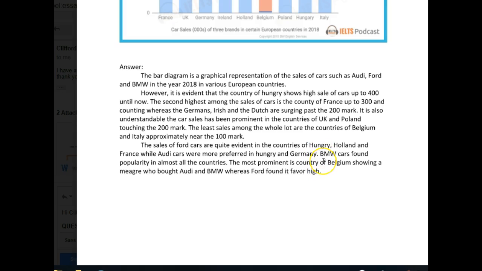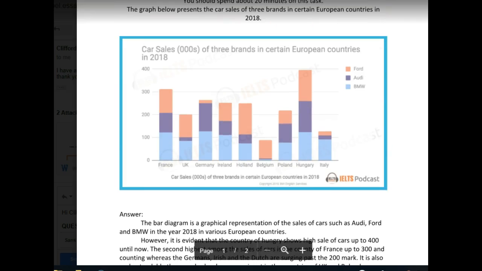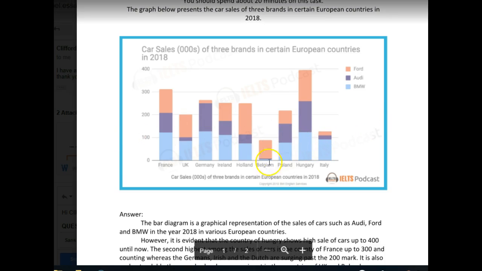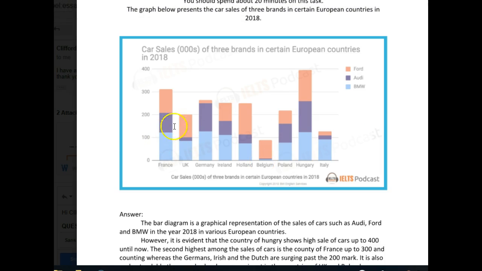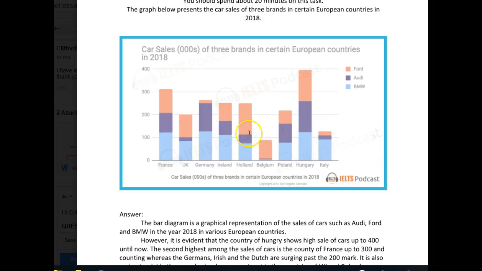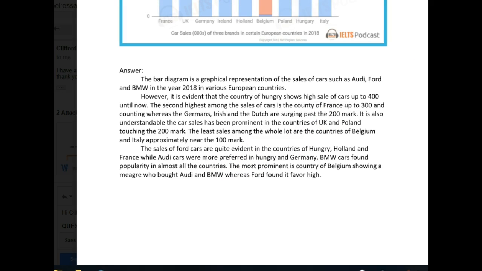Moving on, BMW cars found popularity in almost all the countries. All right, can you tell me what that means? That's the kind of statement that really needs some clarification. Look at these numbers. They're all around 100,000 with the exception of Belgium. So look at that and kind of group it together. So around 100,000 car sales for all the countries except for Belgium. That's how you deal with this. It just needed one more statement for you to really make it meaningful. The way it is right now, I'm afraid it's not terribly meaningful.